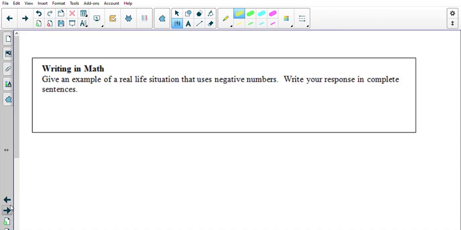So there's lots of different examples where you might use negatives. If you think of any others, I might put a discussion board up. I'll let you know if I do that, where we can maybe share some different examples of real life situations that would use negative values.